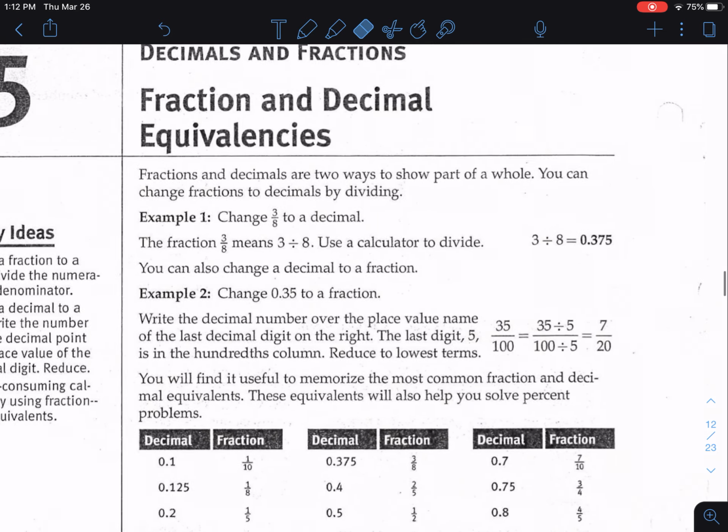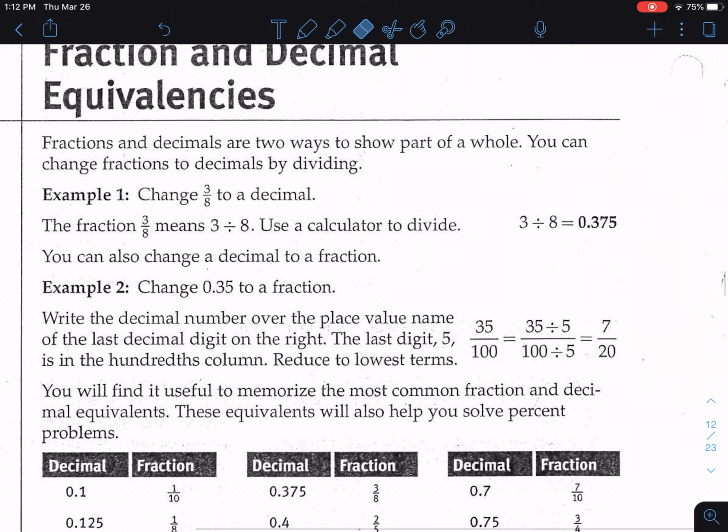So example 1 says, change 3/8 to a decimal. The fraction 3/8 means 3 divided by 8. So this is saying, go ahead, use your calculator to divide. If you don't have a calculator with you, like the one that we use in class, go ahead and use one that you could download to your phone. So 3 divided by 8 is 0.375.